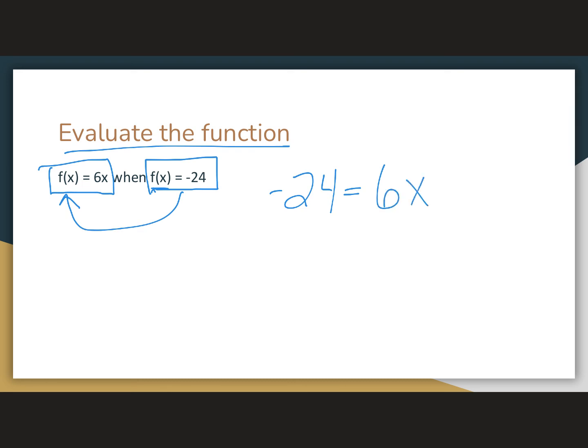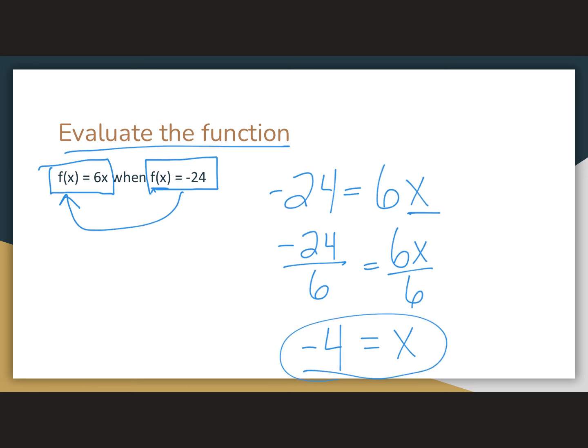So I need to figure out what value of x makes this true. In order to do that, I'm going to divide both sides by 6. So I have negative 24 divided by 6 equals 6x divided by 6. Well, negative 24 divided by 6 gives me negative 4. 6x divided by 6 gives me x, and there's my value. In this case, we're going to just find the value of x.